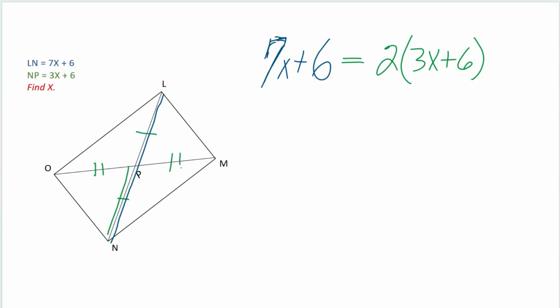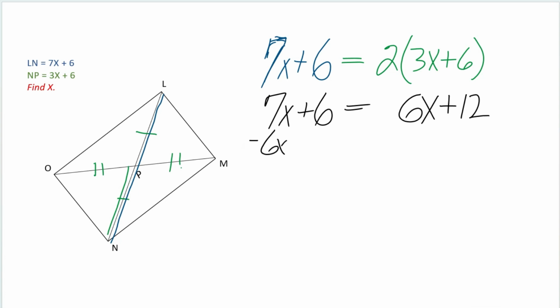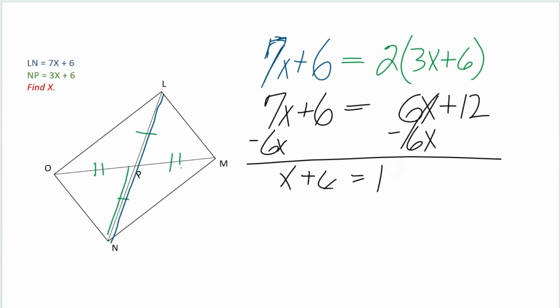2 times 3x is going to be 6x. 2 times 6 is going to be 12. And that's equal to the 7x plus 6. We want to get like terms on each side, so we're going to subtract 6x from both sides. And we have x plus 6 equals 12. And then we're going to subtract the 6 from both sides. And that gives us x is equal to 6.